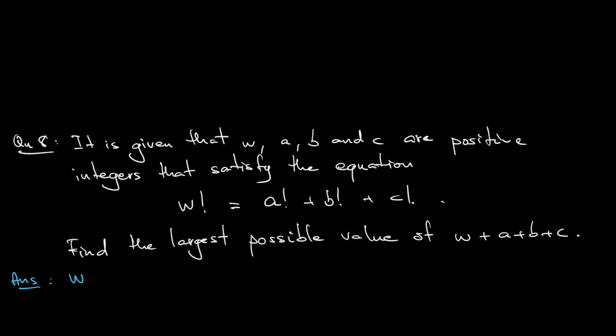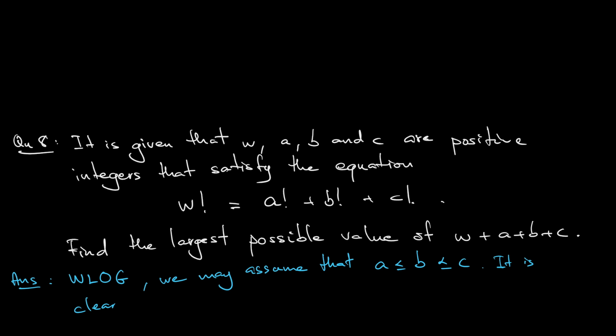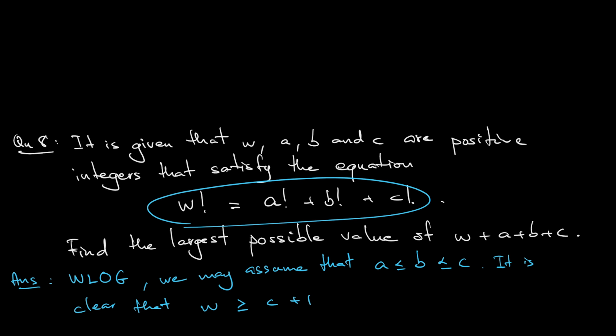So without loss of generality, WLOG, we may assume that, since this is symmetric in a, b, c, a is smaller than or equal to b, smaller than or equal to c. It is easy to see, or it is clear, that w is greater than or equal to c plus 1, just from this fact. It's not hard to see.